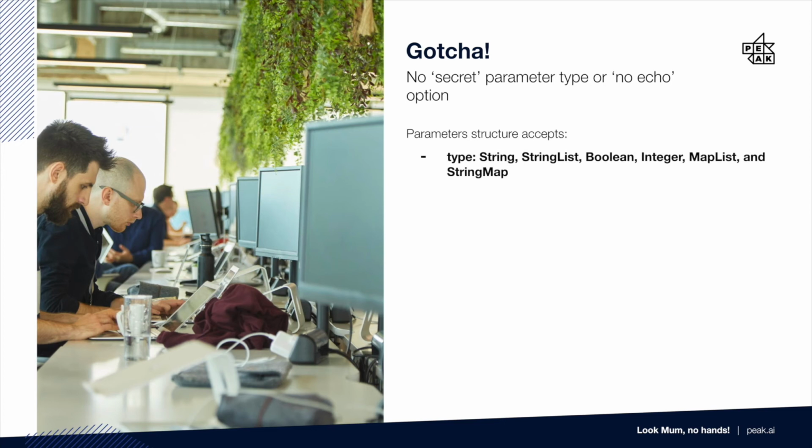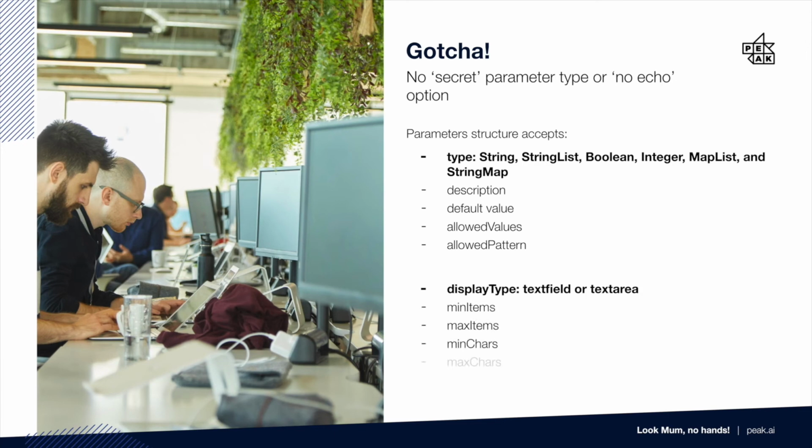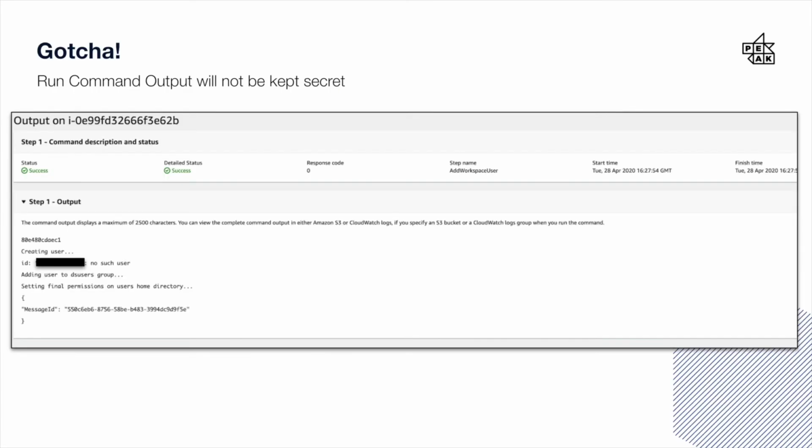The different parameter types are string, string list, boolean, integer, map list, and string map, but no secret string. The display type, you have text field or text area, but nothing that masks the input given from the user. And the run command output will not be kept secret either. The output is often useful as long as you're not outputting anything confidential. All the more reason to lock down permissions.